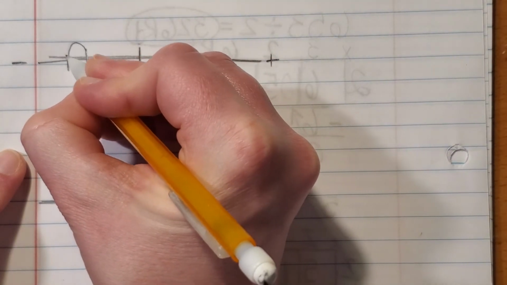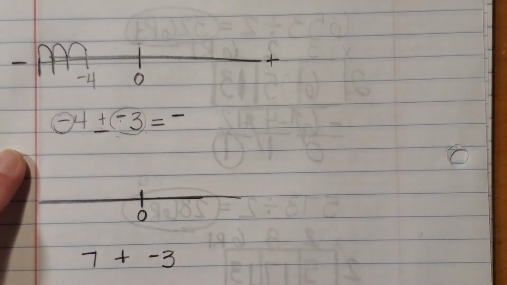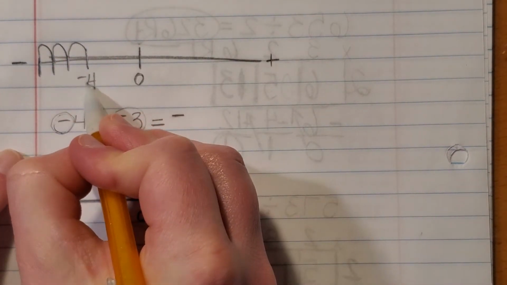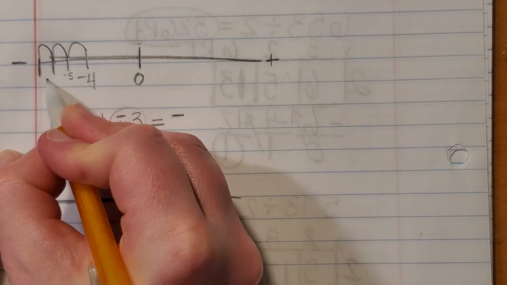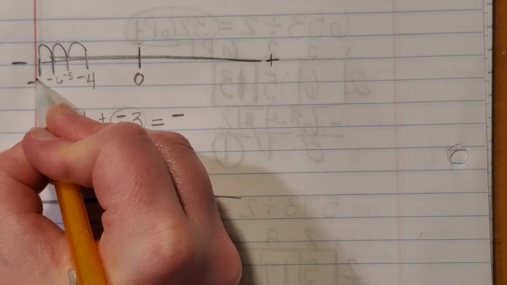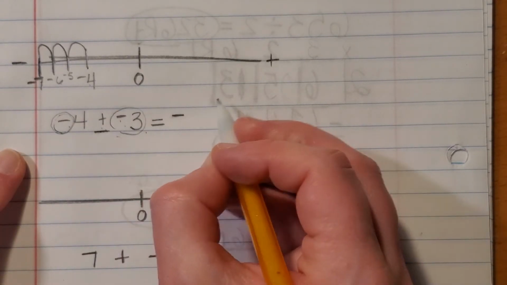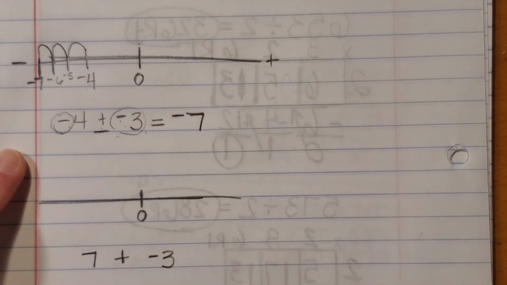1, 2, 3. Now I just got to figure out what that number is. If this is -4, this one's going to be -5, -6, and my answer must be this line right here, which would be -7. So -4 plus -3 makes -7.